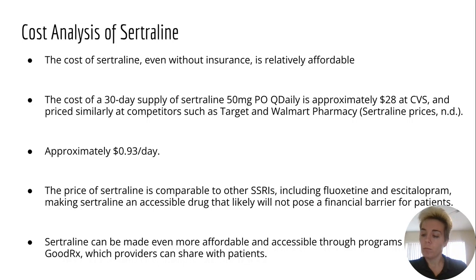The next topic we will discuss is a cost analysis of sertraline. Even without insurance, sertraline is fortunately relatively affordable. According to GoodRx, a month-long supply of sertraline 50 milligrams taken daily is only $28 at CVS, with similar prices being noted at competing pharmacies such as Target or Walmart Pharmacy. This is less than $1 per day, with prices comparable to other SSRIs such as Lexapro.